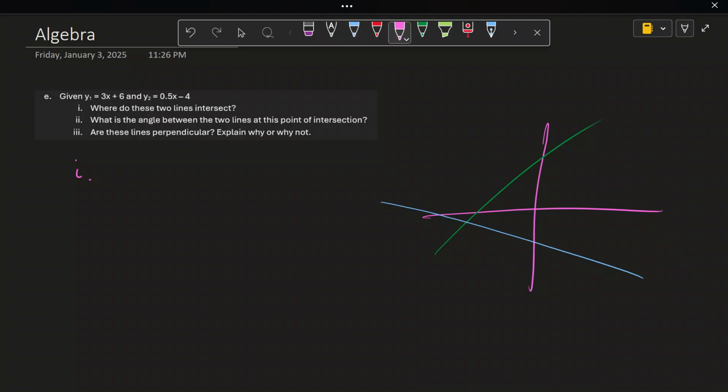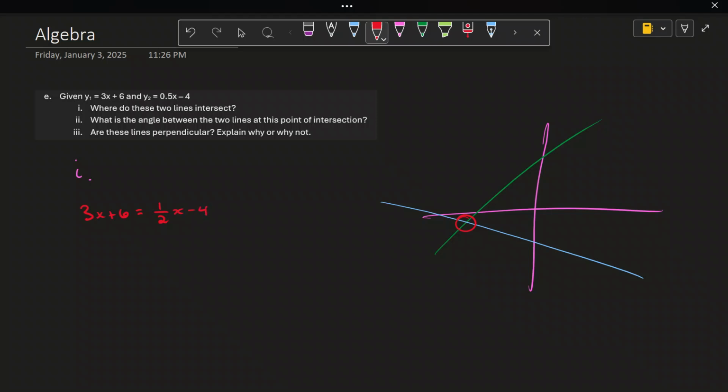This is of course not drawn to scale, so realistically it could be up here, it could be up here, it could be anywhere. This is just to show y'all what we're looking for. We're looking for this point here. To find this point, we need to set the equations equal to each other.